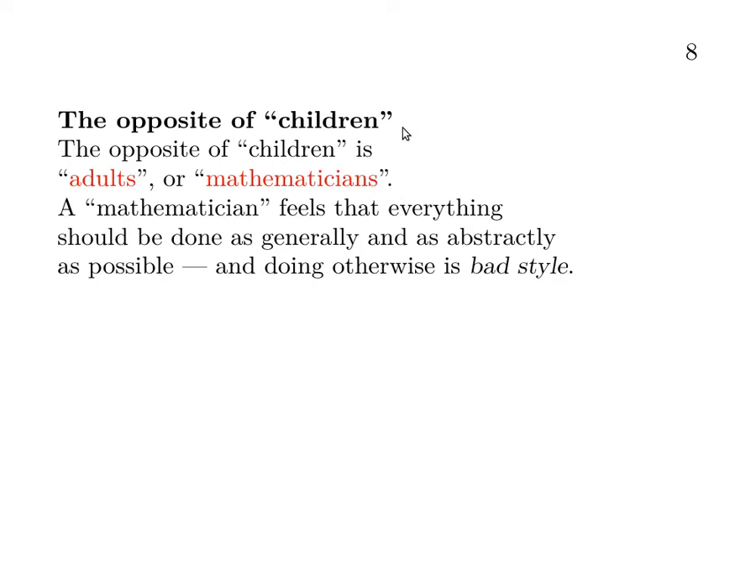By the way, the default opposite term of children would be adults, but I prefer to use mathematicians. The idea is that a mathematician is someone who feels that everything should be done as generally and as abstractly as possible, and that doing otherwise is bad style.